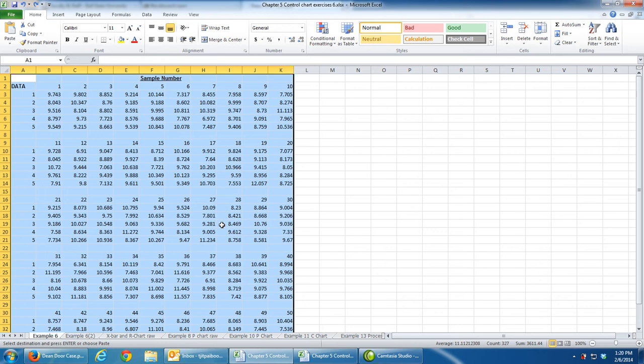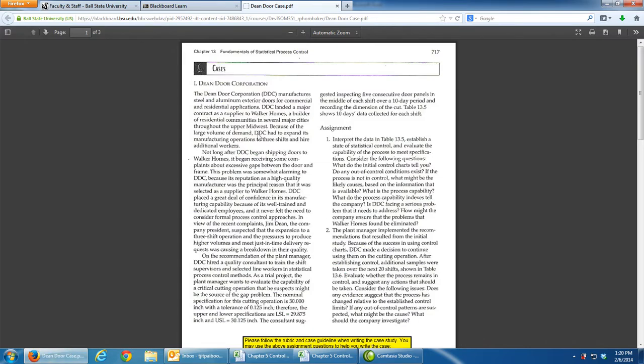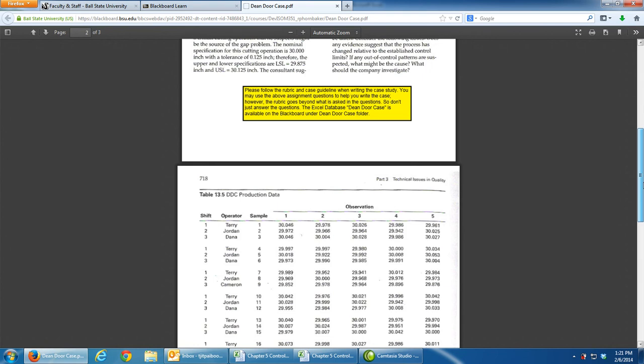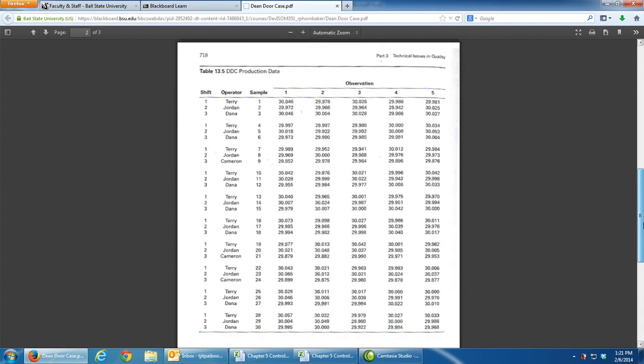For this case study, we call it Dindor Corporation. This organization is trying to find out what process problems they were facing. They conducted 2 experiments, which I call 2 stages.